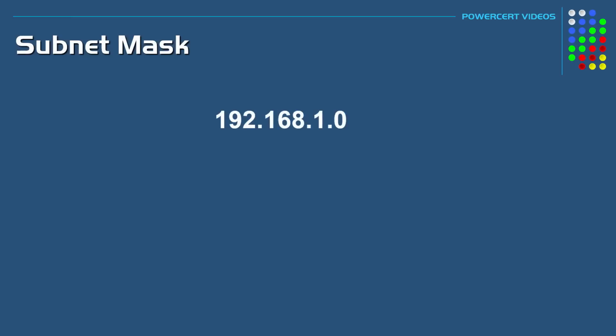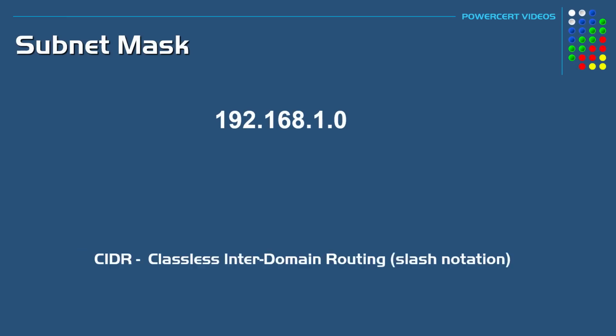Now, subnet masks can also be expressed in a different method called CIDR. And CIDR stands for Classless Interdomain Routing, which is also known as slash notation. Slash notation is a shorter way to write a subnet mask. And it does this by writing a / and then a number counting the ones in the subnet mask.